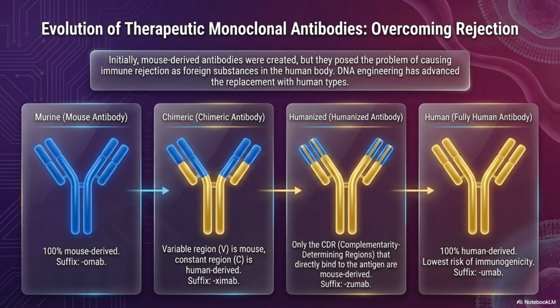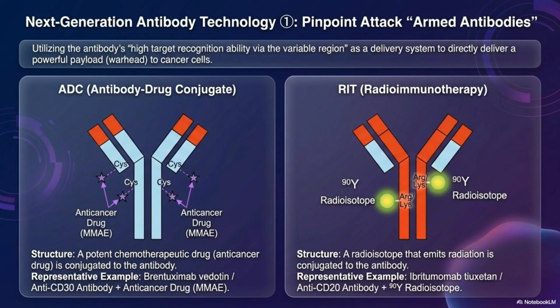Let's shift our focus to the evolution of therapeutic monoclonal antibodies. Early versions were 100% murine, derived from mice, which often triggered severe immune rejection in patients. Over time, genetic engineering allowed us to transition to chimeric, humanized, and finally, fully human antibodies, dramatically reducing the risk of rejection. We are now entering the era of next-generation antibody technologies.